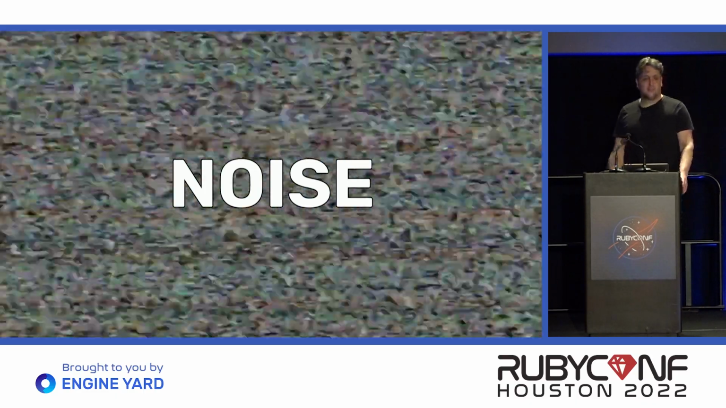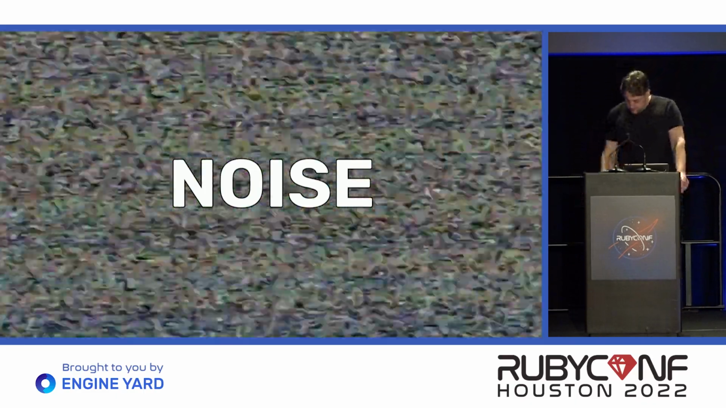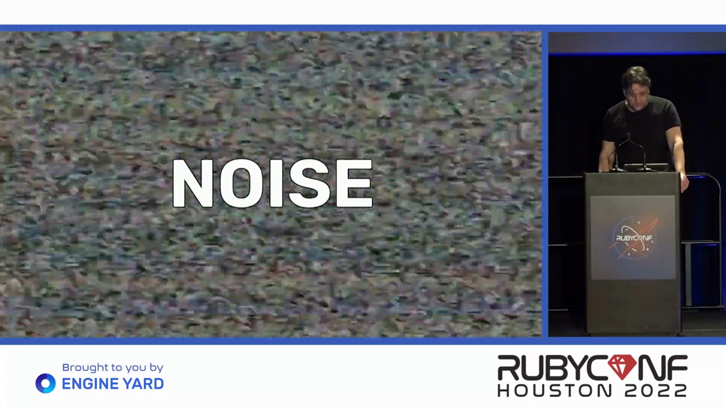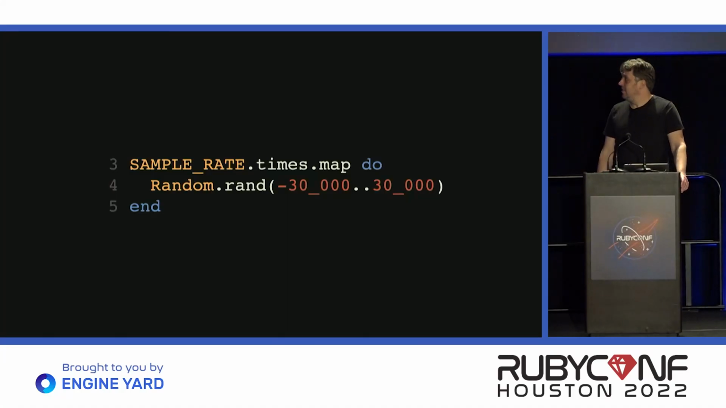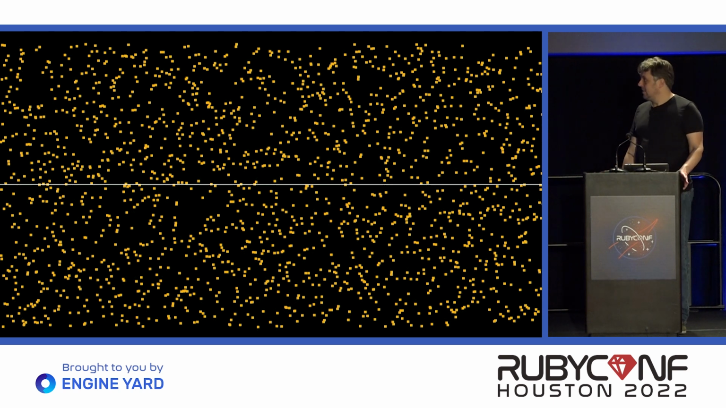So the first thing we're going to cover is making noise. If we want to make noise in Ruby, it's really not that hard, because we only have to use the random function to generate a whole bunch of random samples. We're just going to do this a bunch of times, get a number in this range, and add it to the array. And if you visualize that, it looks like this. So noise is basically randomness, and we can get pretty close with Ruby, as close as you can on a computer. So this is some real Ruby-generated noise.